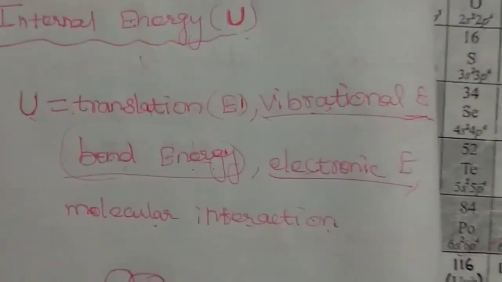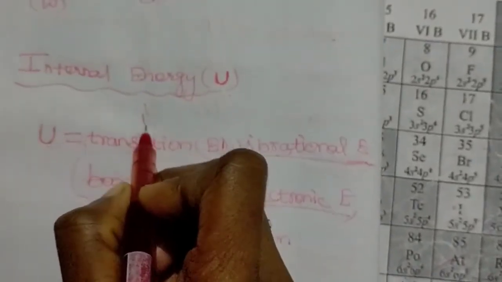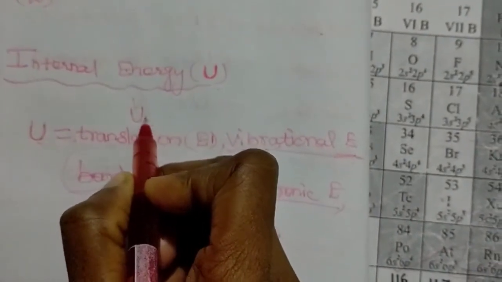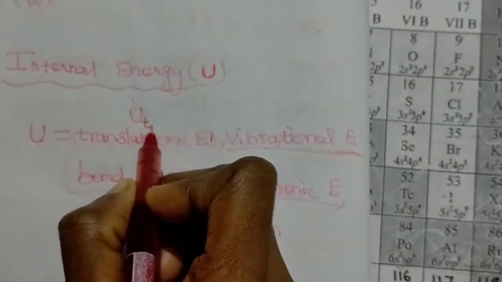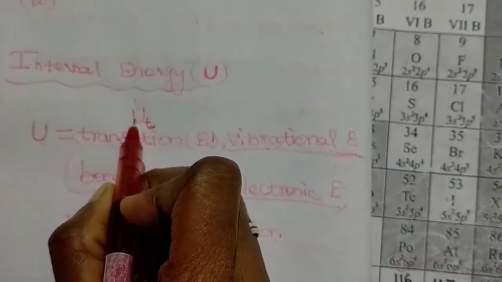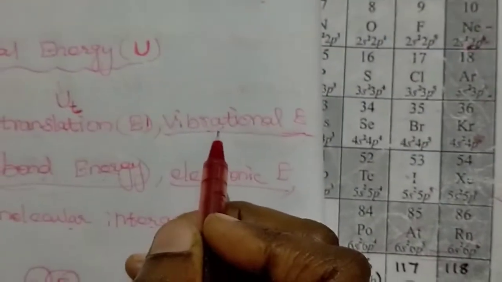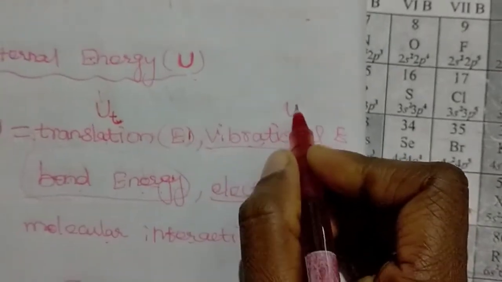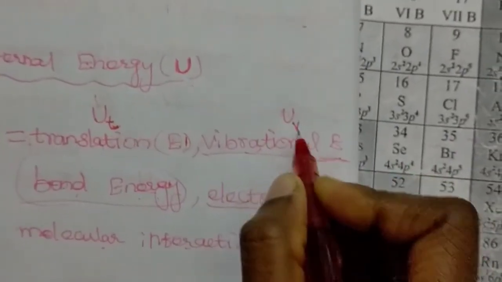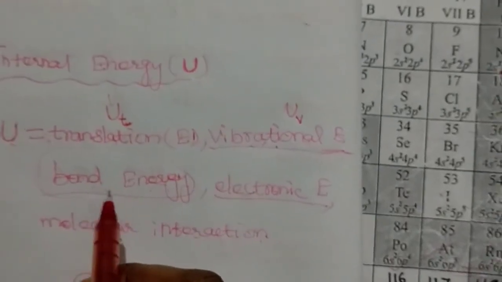Okay, so how do we write the formula for the internal energy? If you write the translation energy, then you write here UT. Translation is denoted UT. Then vibrational energy, you have to write UV. V is denoting vibrational energy. And what is the next one?